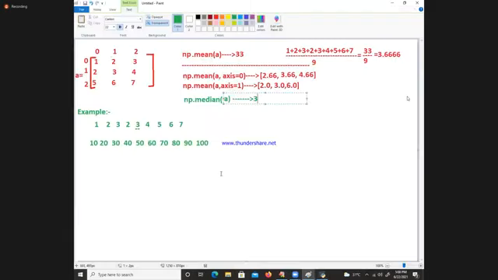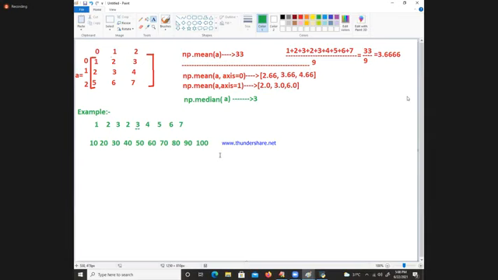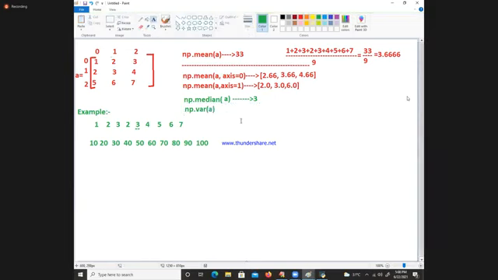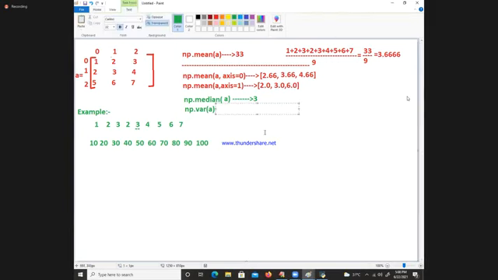The next property is called variance. I want to go for variance: np dot var, variance of A. What does this variance say? You need to understand this variance. Output anyhow you will write, and I am going to give the formula here. What is that formula?